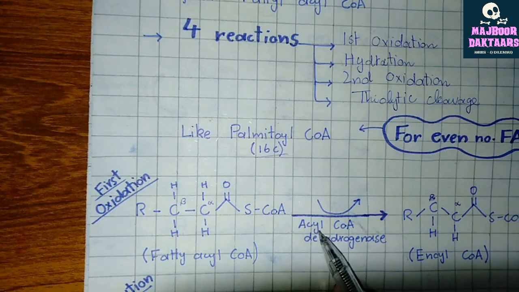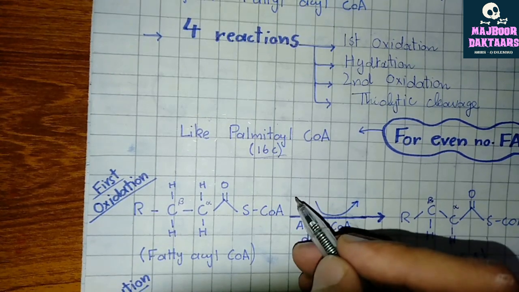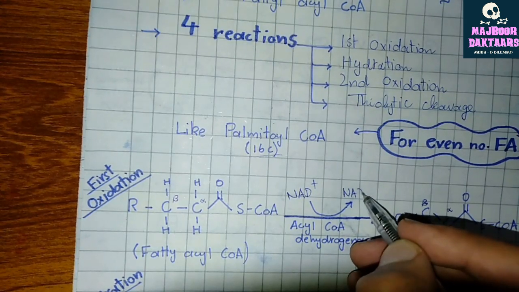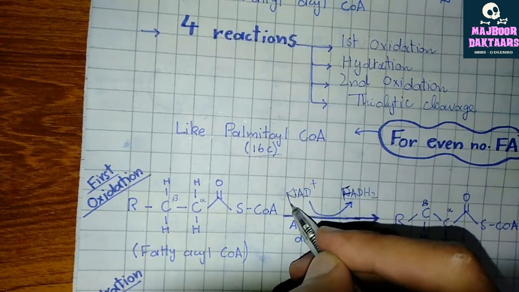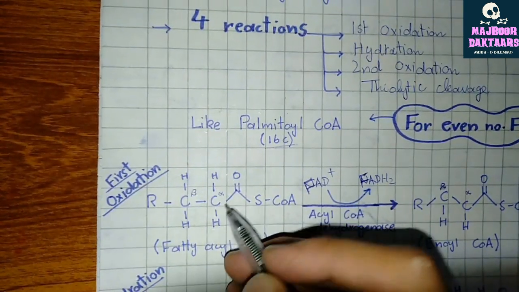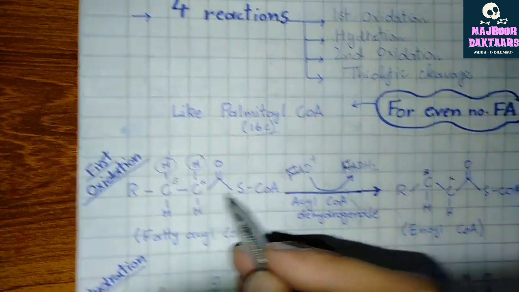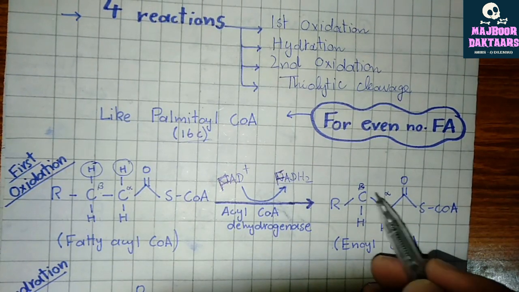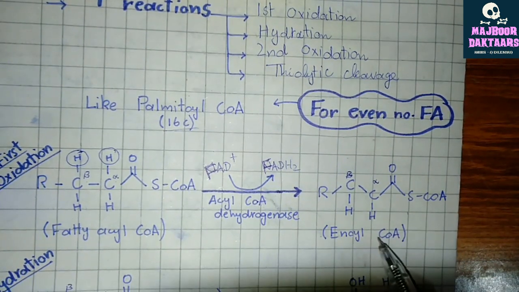An enzyme called acyl CoA dehydrogenase acts upon the fatty acyl CoA inside the mitochondrial matrix, producing an FADH2 molecule, and it removes the hydrogen atoms from the alpha and the beta carbon, converting it into enoyl CoA. Here we can see there are no hydrogen atoms on the alpha and the beta carbon atoms. So it converts into enoyl CoA.